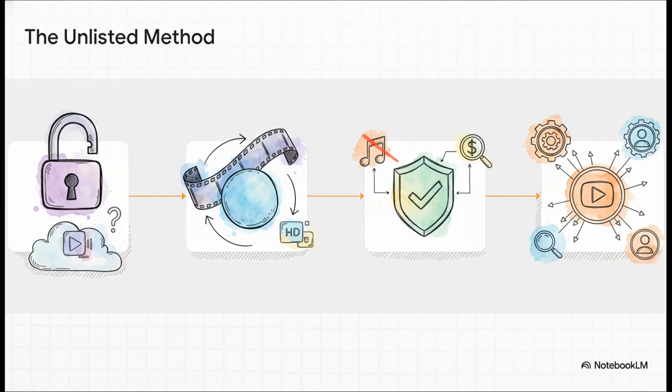Here's the pro move, the unlisted method. Instead of hitting public, you always upload your video as unlisted first. This gives YouTube time to process it to full HD and run its copyright checks. But here's the real secret. While it's sitting there unlisted, YouTube's bots are already scanning your title and metadata, basically priming the algorithm. So the moment you make it public, it's already warmed up and ready to be pushed to the perfect audience.